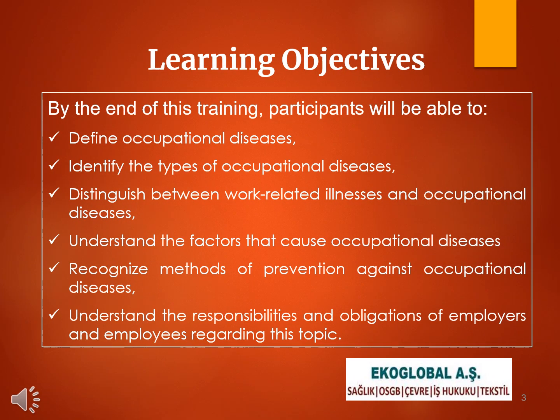By the end of this training, participants will gain a comprehensive understanding of occupational diseases. They will be able to define what occupational diseases are, recognize their various types, and clearly differentiate them from other work-related illnesses. Participants will also learn about the main factors that lead to occupational diseases, explore effective prevention methods, and understand the legal and ethical responsibilities of both employers and employees in addressing these issues.